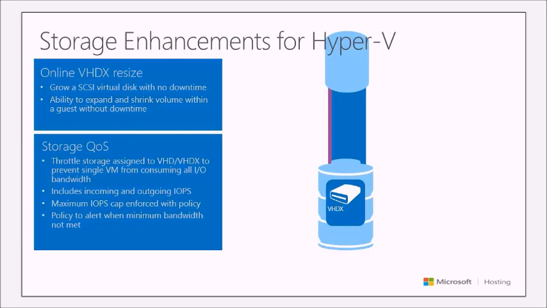On the storage QoS, there's the ability to throttle storage IOPS that are assigned to a specific VHD or VHDX. This will prevent a single VM from consuming all the I/O bandwidth. So there will be a maximum IOPS cap, so the VHD cannot exceed that maximum IOPS no matter which capacity is available.